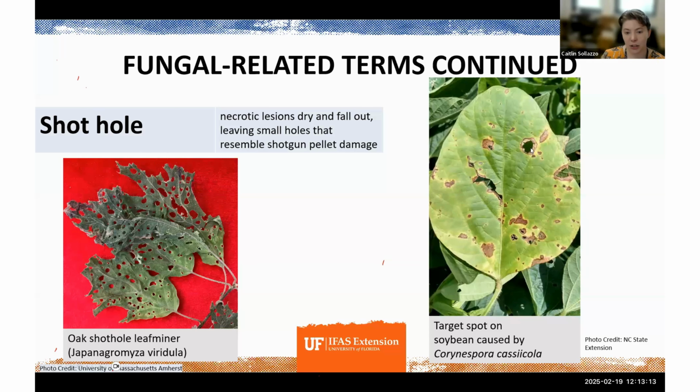And so this one is actually also target spot. So it's also a target spot symptom. Kind of hard to see with this picture, but you can really see it has some of those concentric circles. And a lot of times target spot symptoms, as they get larger, will eventually have that shot hole appearance.